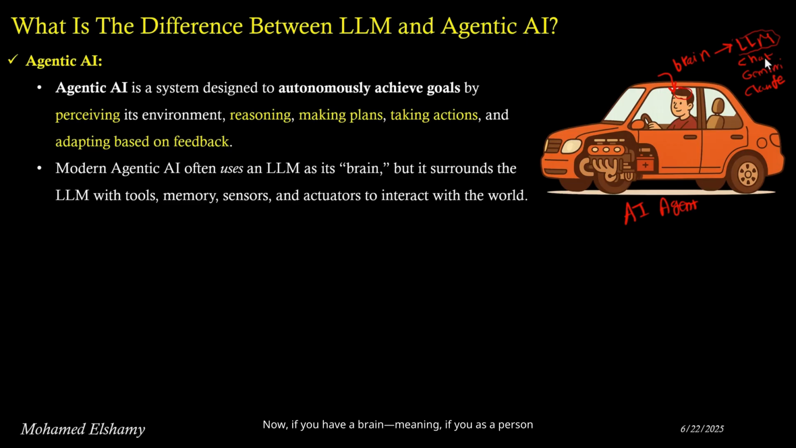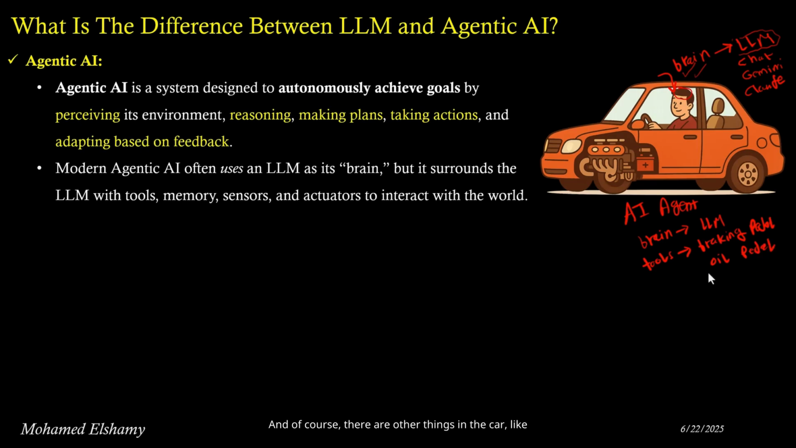Now, if you have a brain, meaning if you as a person are sitting in the car and your mind is present, you're not crazy, everything's working perfectly, well, if this car doesn't have a gas pedal or a brake pedal, would you be able to drive it? Of course not. You wouldn't be able to drive it. That's why the AI agent needs a brain, which is the LLM, and it also needs something called tools. We'll get to know them later. But in the example in front of us, the tools are like the brake pedal, and the gas pedal.